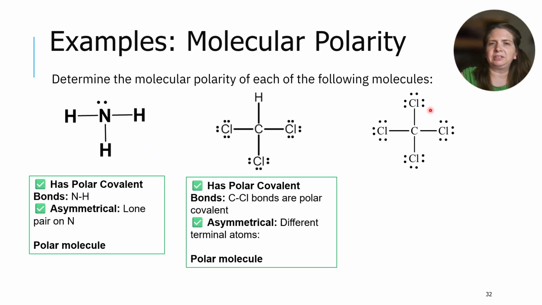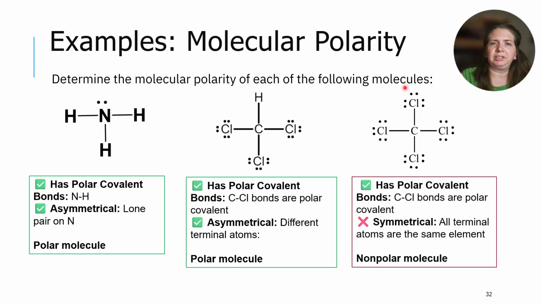Lastly, consider tetrachloromethane, CCl4. The carbon-chlorine bonds are polar covalent, but the molecule is perfectly symmetrical because all four terminal atoms are chlorine. The molecule has a tetrahedral geometry, and the bond dipole moments cancel. Tetrachloromethane is therefore a nonpolar molecule.